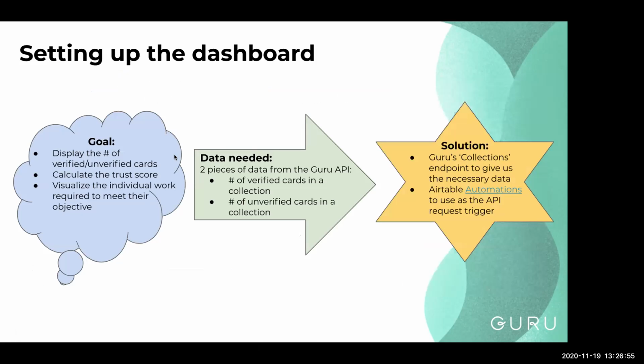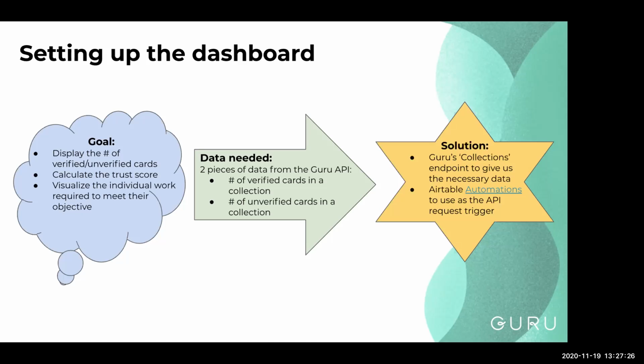Once that was done, we actually needed to set up kind of the back end of the dashboard. And there were essentially 3 things that we needed to do. So the first, we needed to display the number of verified cards that were trusted in a collection, as well as the number of unverified cards within a collection. And those numbers were things that would change very regularly as verification expired and needed to be redone.